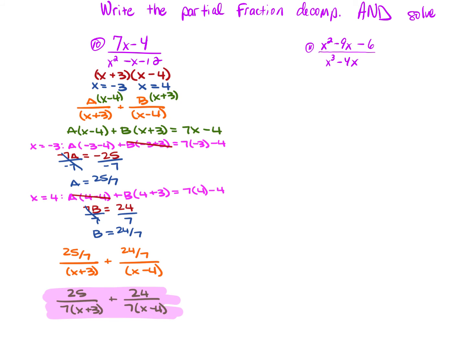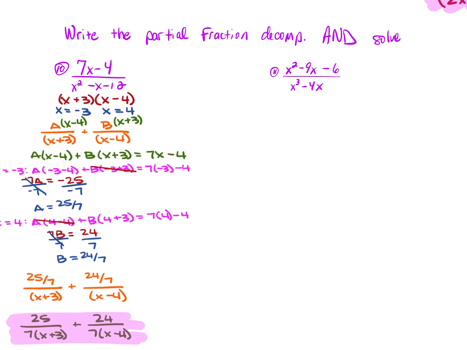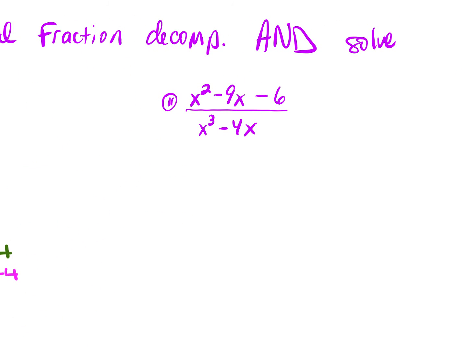For number 11, we have x squared minus 9x minus 6 over x cubed minus 4x. For this one, we do have to factor that denominator. So we're going to factor the x out first, which is the greatest common factor. So we're going to have x times x squared minus 4. This then factors to be x times x minus 2 times x plus 2.